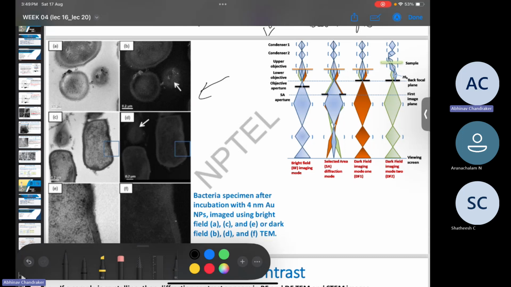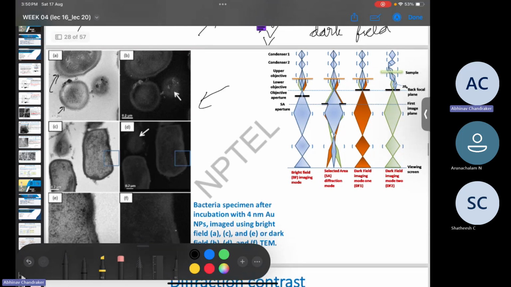The left ones are bright field because you have a lighter background, and those features which tend to be thicker or made of higher mass scatter the electrons more, and as a result they are darker.